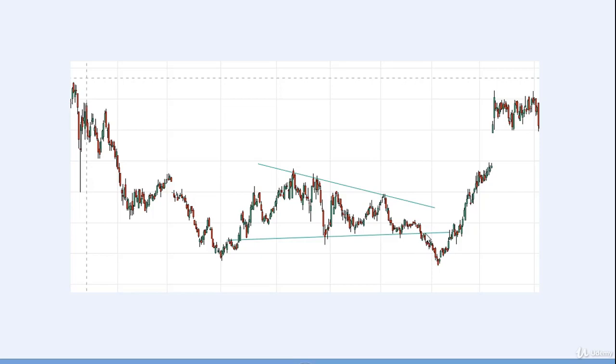But after making this fake breakout, suddenly prices are going in upward direction, and when we get a breakout from this resistance line, this upper trend line in upward direction, we can make our buy position here if we get a positive divergence on RSI.